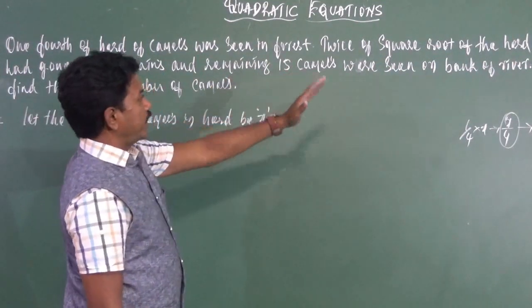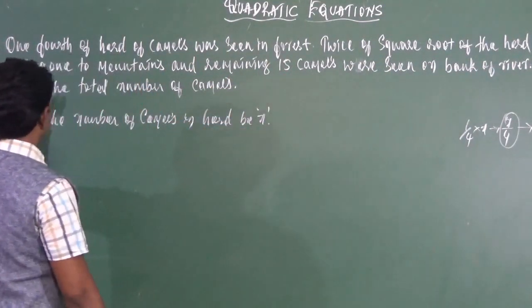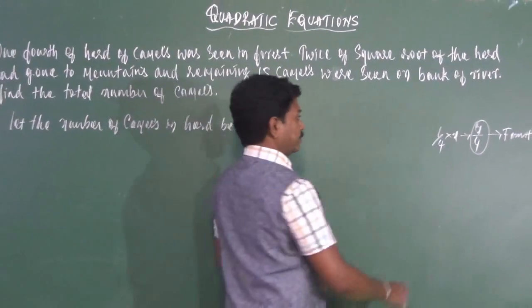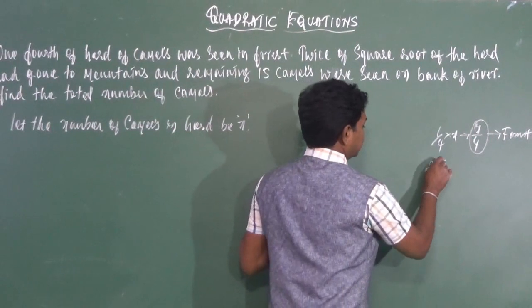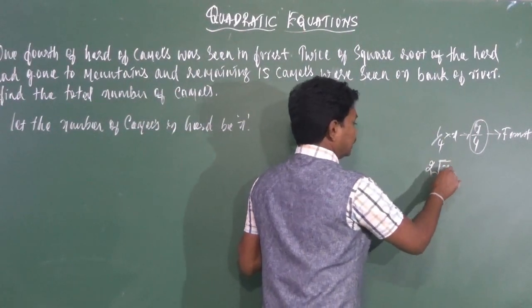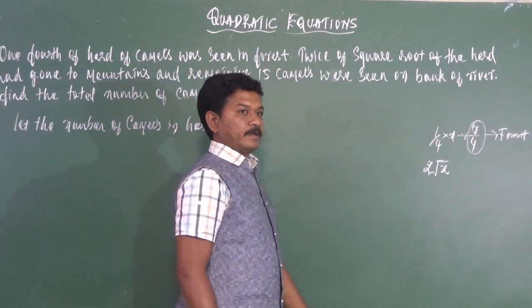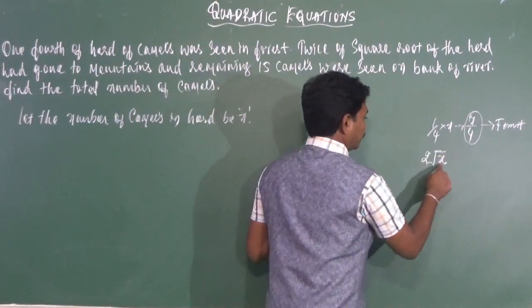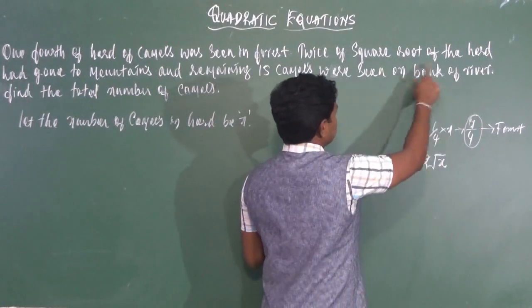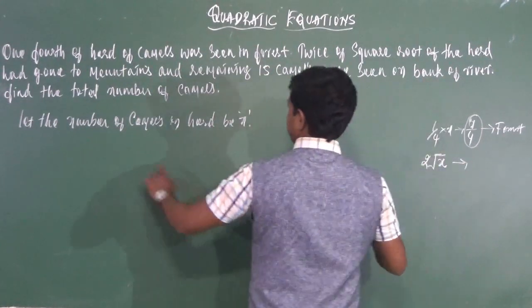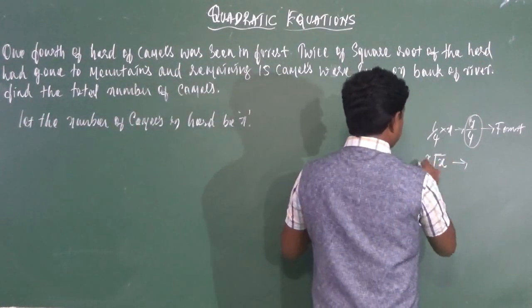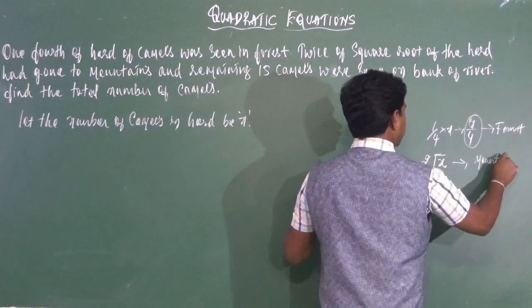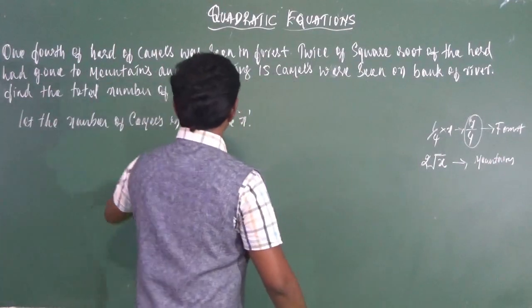Twice the square root of the herd had gone to the mountains. Twice the square root of the herd itself. I hope you got it. Twice the square root of the herd had gone to the mountains. So this number of camels were there in the mountains. Then we'll read further.